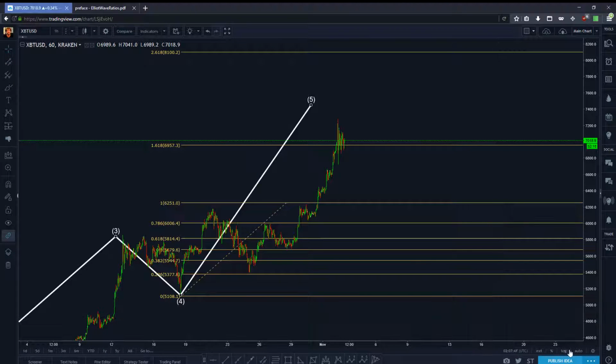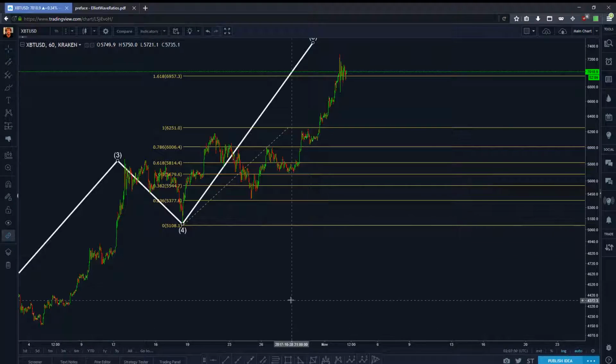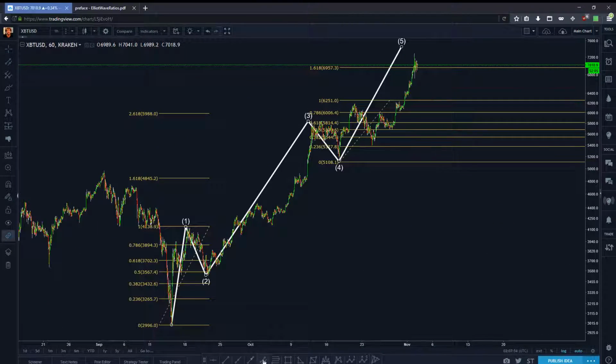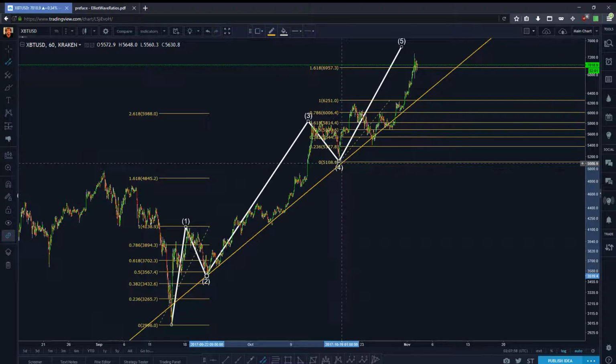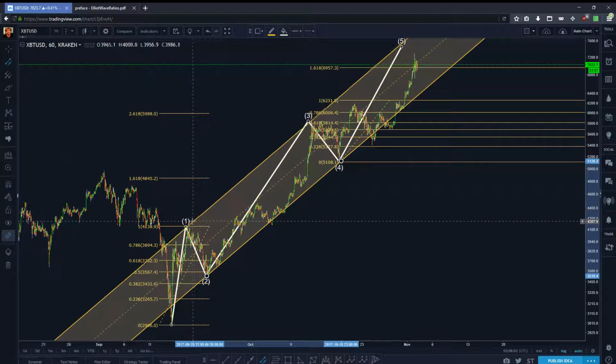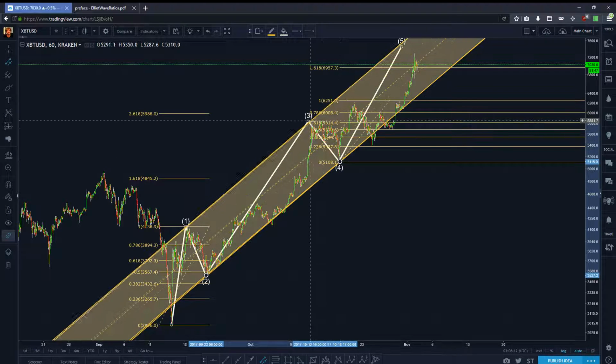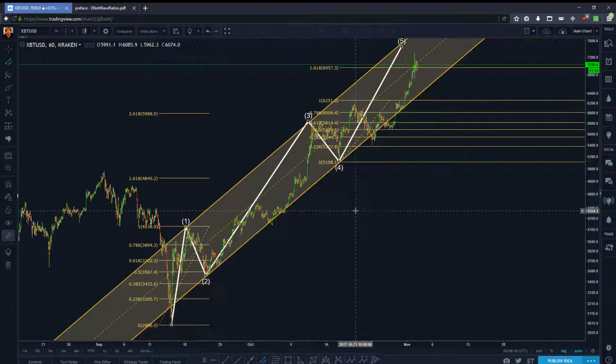So let's go logarithmic auto. Go down here. So we'll use our channel tool. We'll start down here at the bottom of wave 2 and the bottom of wave 4, and then we'll extend this to top of wave 1. And we'll do that again. Bottom of wave 2, bottom of wave 4, and we'll extend it to wave 3. In this case, they're pretty much the same, so let's just delete that.